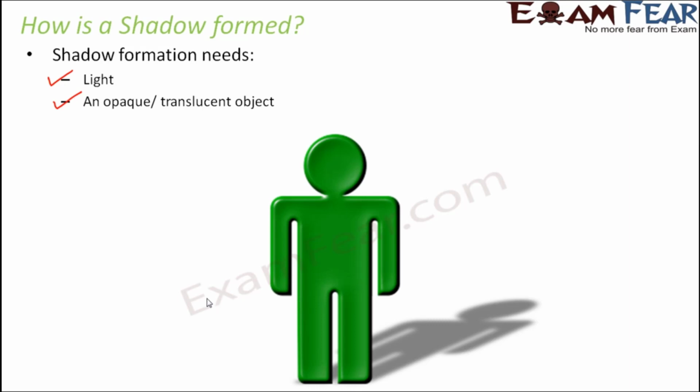So here light falls on this object from the front, that is, light falls on this person from front. Okay, so only the shape of this person doesn't allow light to pass through it. That is why you see that same portion as dark, because light couldn't reach here, and that is why shadow is formed.